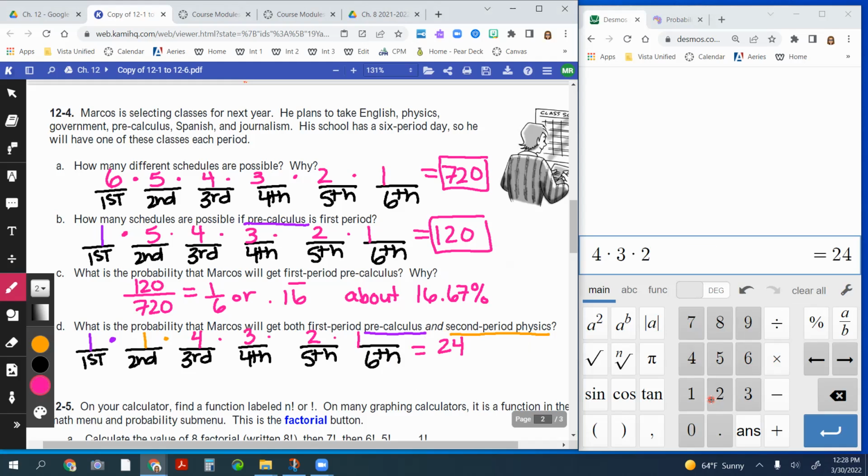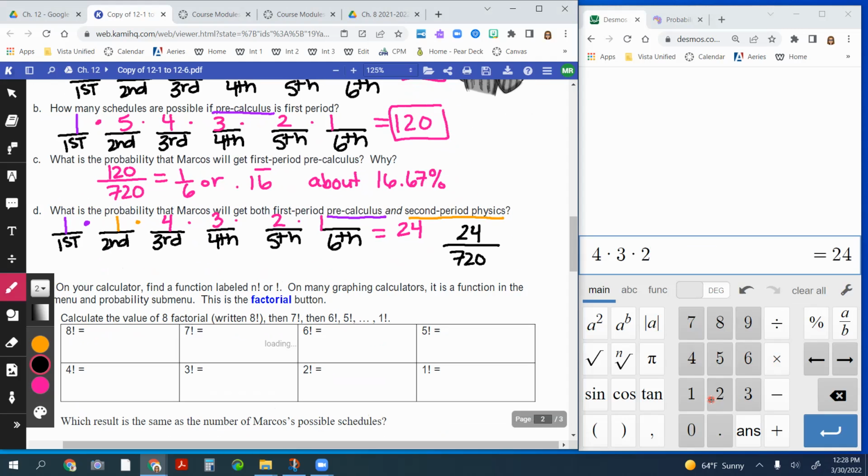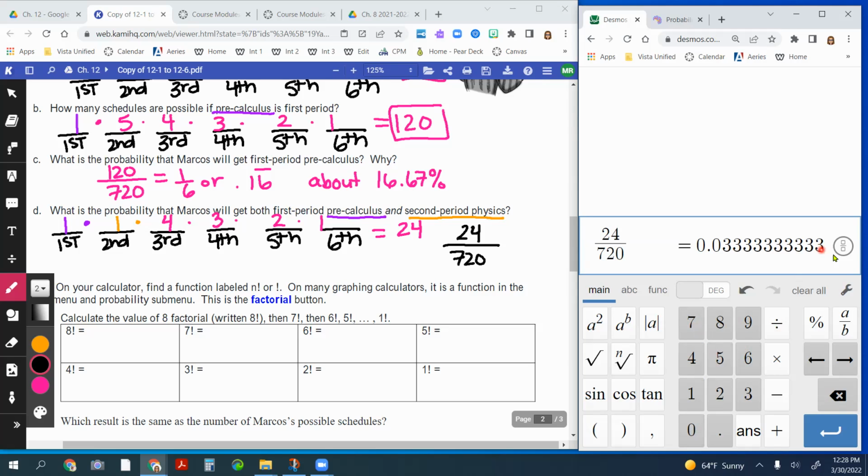Now, they're asking us for probability. So the probability is going to be 24 out of the 720 schedules. And so 24 divided by 720 is, as a fraction, 1/30th. As a decimal, 0.03 repeating, or 3.3 repeating percent.